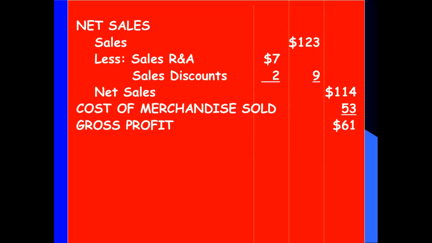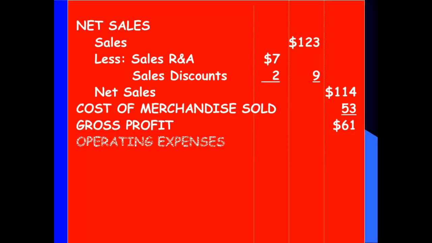What do these numbers mean? The merchandise that I sold this period, how much did it cost me when I bought that merchandise? 53. I turned around and sold it for how much? 114. Therefore, I made a profit of 61 on those transactions. Net sales, what I got for it when I sold it. Cost of goods sold, what it cost me. Gross profit, what it made.